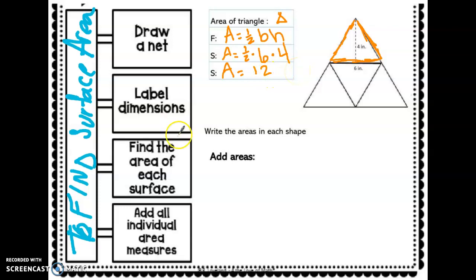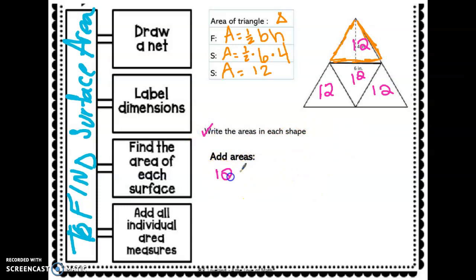Once we know the area of our triangle, we can write our area in each shape. So we have this triangle is 12. This triangle has an area of 12. This triangle has an area of 12. And this triangle has an area of 12. So, check, write the areas in each shape.